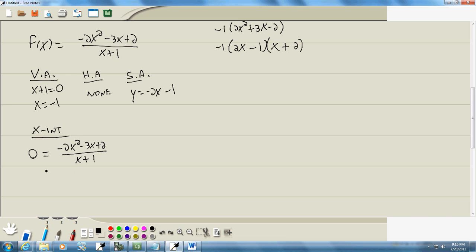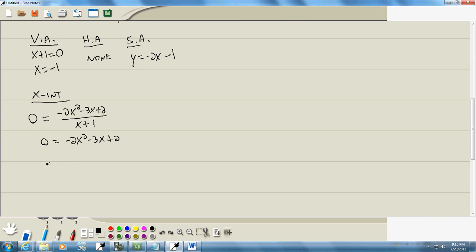Now, assuming nothing can cancel, when you're doing this, the bottom part just drops away. And you set the numerator equal to 0. Because 0 divided by anything is 0, unless it's 0 down here. Okay. Well, this factors. We already saw that up above. Now factor out a negative 1 first. Like that.